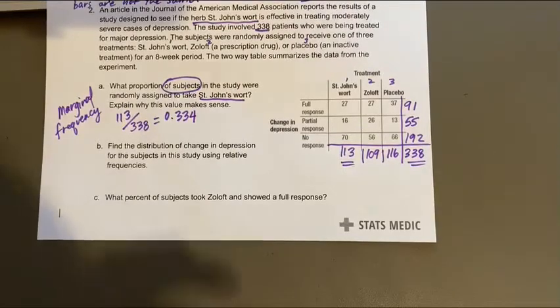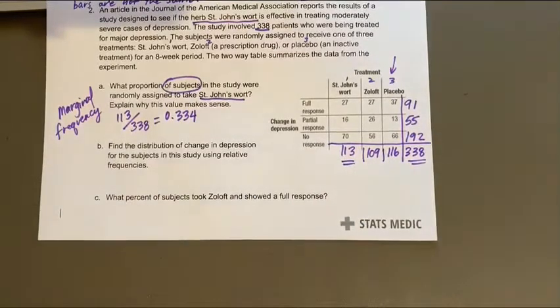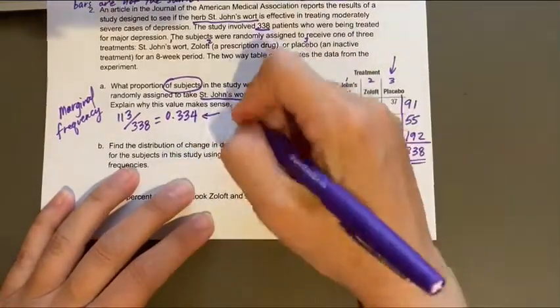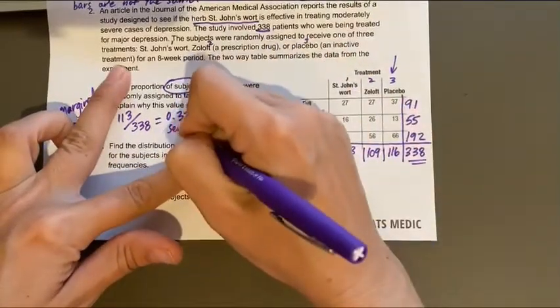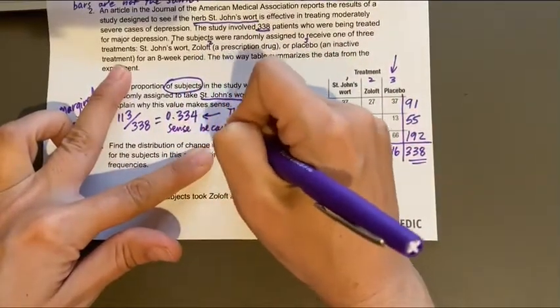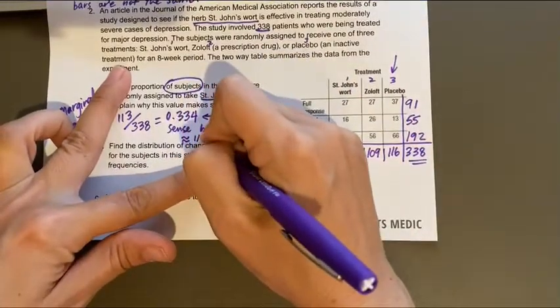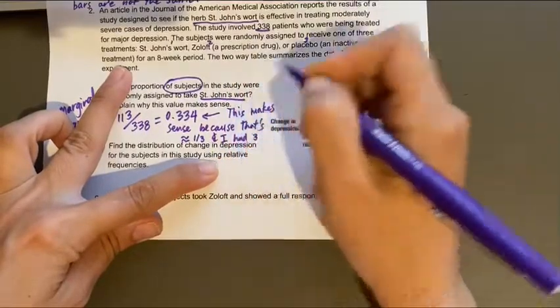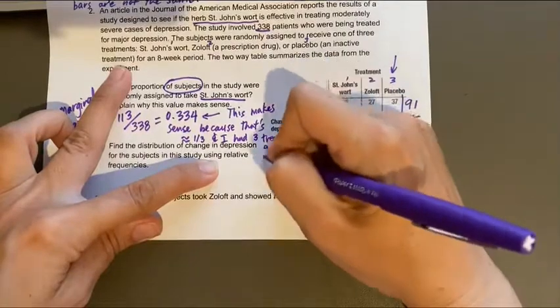explain why this makes sense. Well, if you have 3 treatments, and you're randomly assigning your subjects, it should be about a third of each. So I'm going to say this makes sense because that's about a third. And I had 3 treatment groups. Okay.